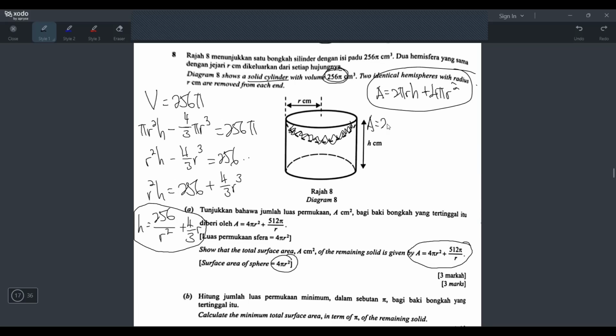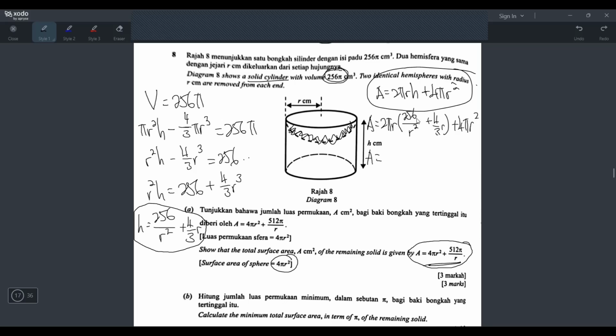So now it becomes A equals 2 pi rh. And then the h, I will open bracket and I will sub with this 256 over r square plus 4 over 3 r, close bracket, plus 4 pi r square. And can you see my equation now only has r? It's only A in terms of r, which is what we want. Okay, but we have to simplify. And when we simplify, hopefully we will get this one, right? Because that's the answer. They want me to show that this surface area is equal to this one, right? So I need to make sure my final answer looks like this.